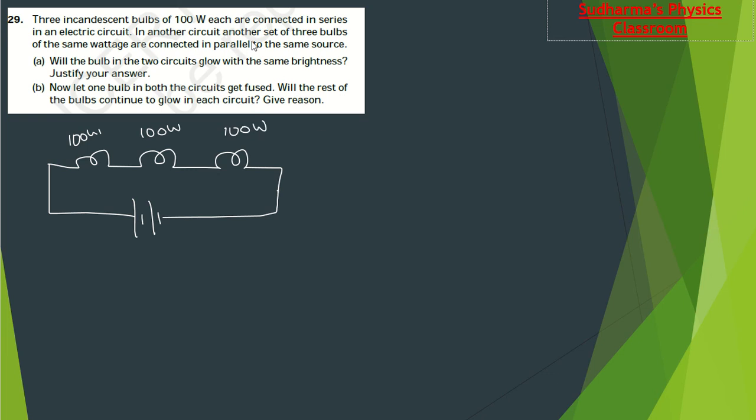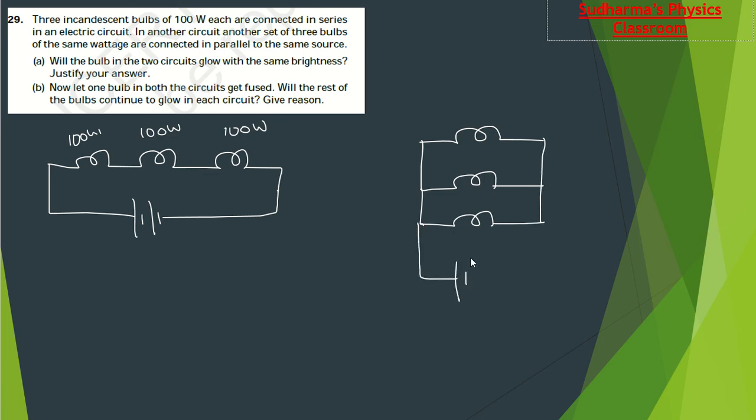Now in another circuit, another set of 3 bulbs of the same wattage are connected in parallel to the same source. And another set, okay, so the same incandescent bulbs of 100 watt each, they are connected in parallel. See, this is a long answer question, so we are supposed to draw the diagram and explain it. It is connected to the same source, right? So current flows from positive to negative. Diagram is done. Each one is 100 watt, identical bulbs.